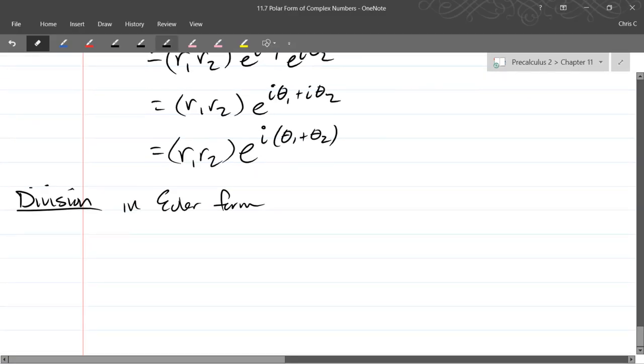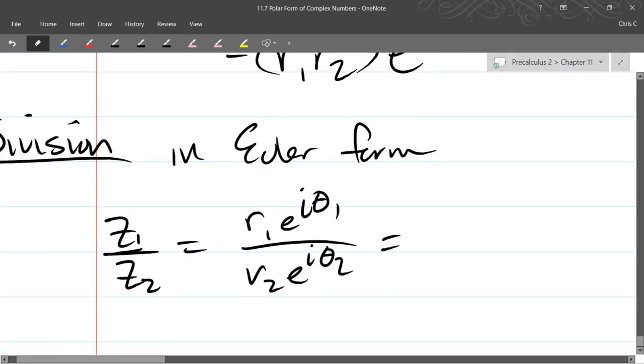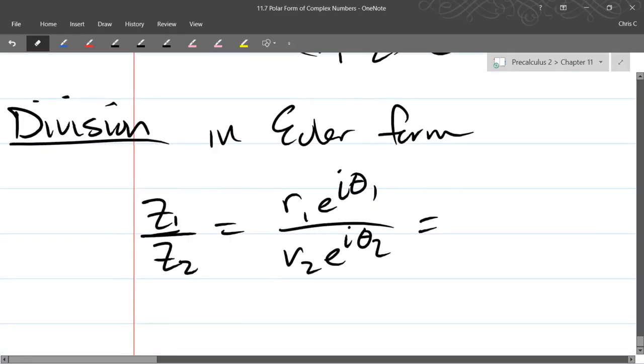So we're using the same Z1 and Z2. I'm just going to write it out in division. So I want to know what is Z1 divided by Z2. And I want you to rearrange this. It won't be multiplying the radii and adding the angles. That's multiplication. So it won't be exactly like that, but it's going to be similar. So I want you to combine the radii as best you can, basically move them out front, and then see what you can do to those two angles.